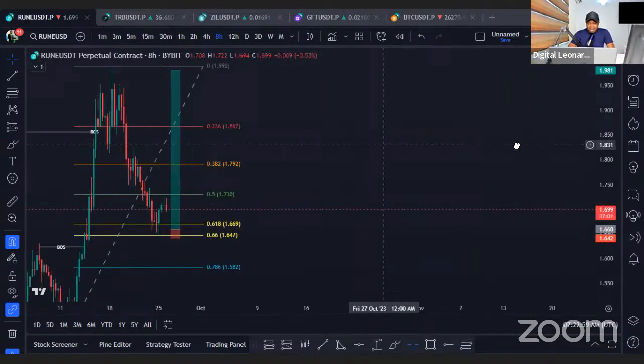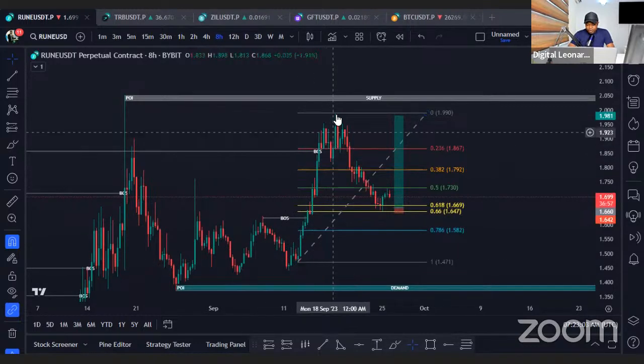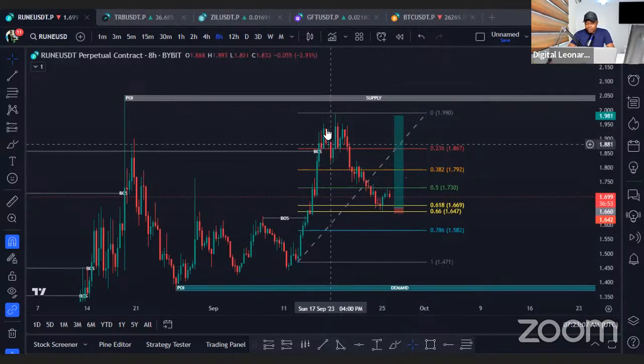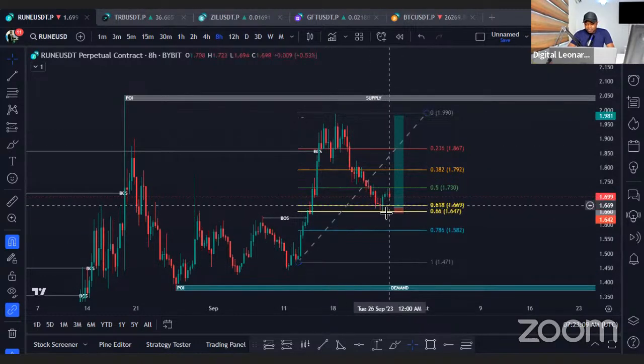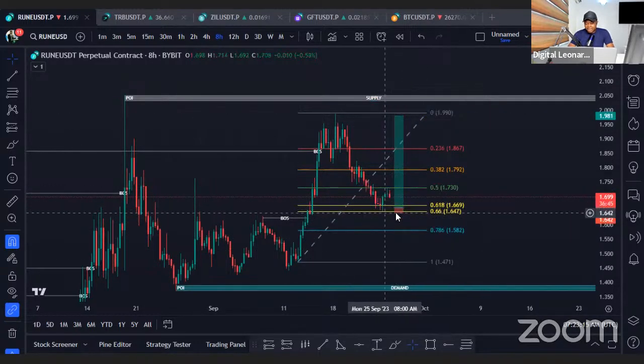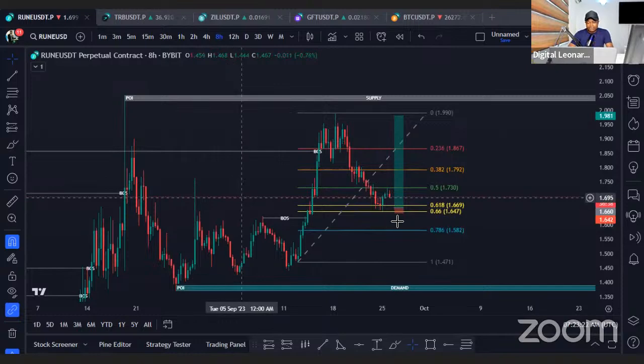Because after plotting this fib retracement from this move up there, from this move at that 1.46, we do have this pulling back down to this 618 level. So that's why we want to take a trade. But if this comes back down and breaks below that level, then the 786 level, which is at 1.58, will be a good area to be taking a trade to the upside.